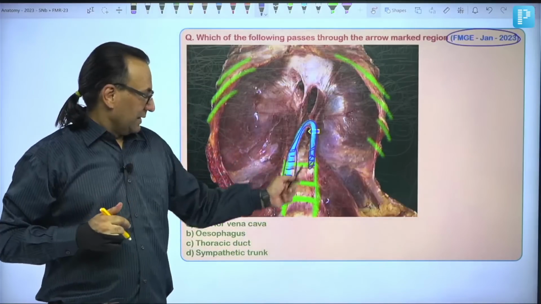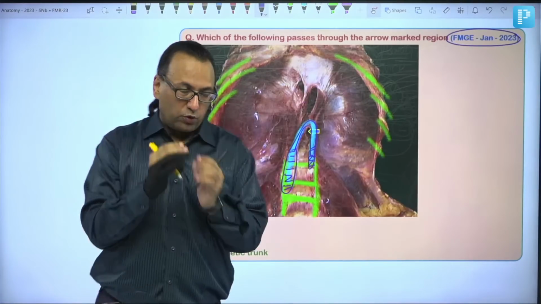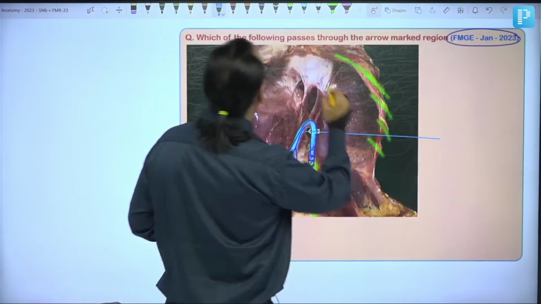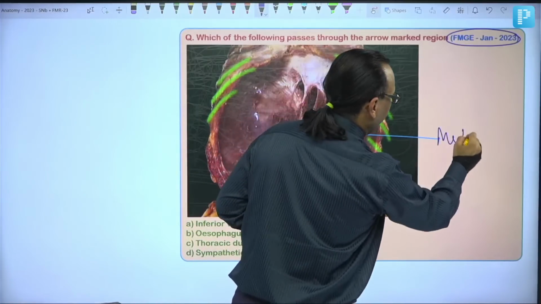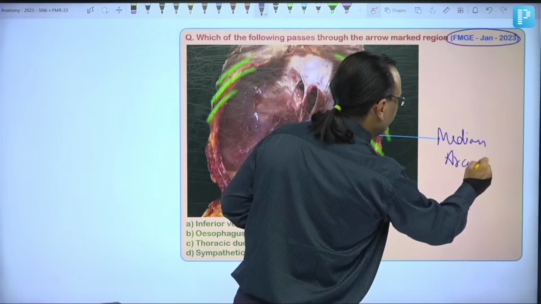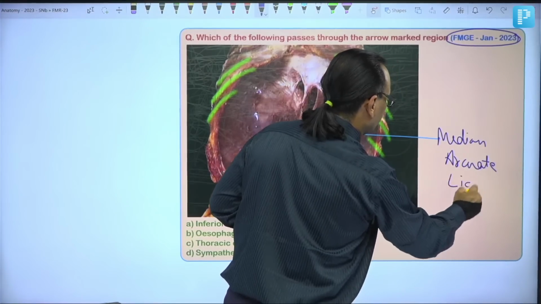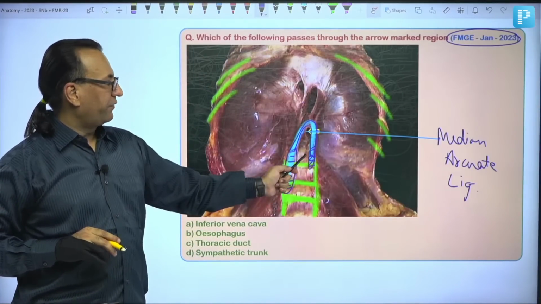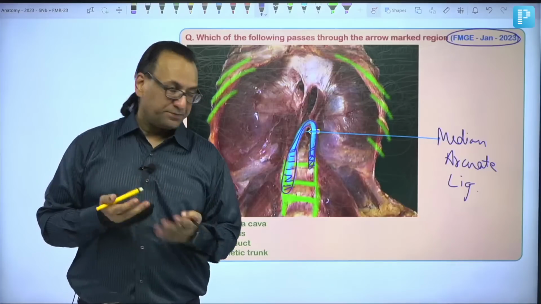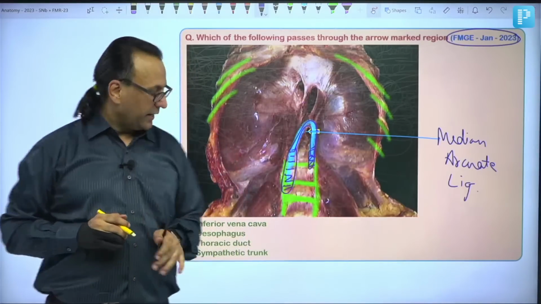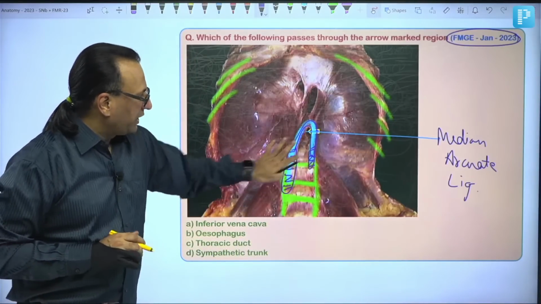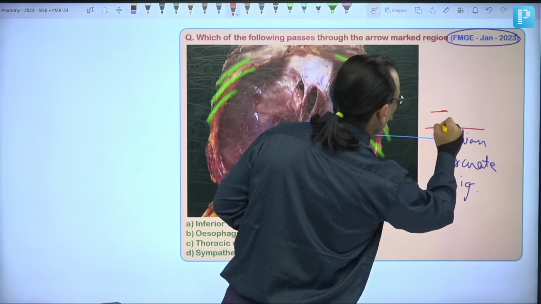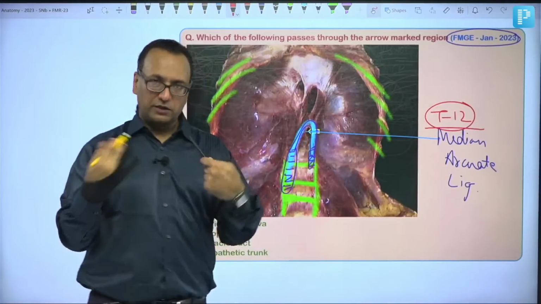Between the two, you have the median arcuate ligament, and basically they are asking us about the median arcuate ligament. So this is basically an opening which is bounded by the two crura of the diaphragm, and it is almost in the midline, and it is called the median arcuate ligament. Which vertebra is behind that? The vertebra which is behind that is T12 vertebra. It is in front of T12 vertebra.